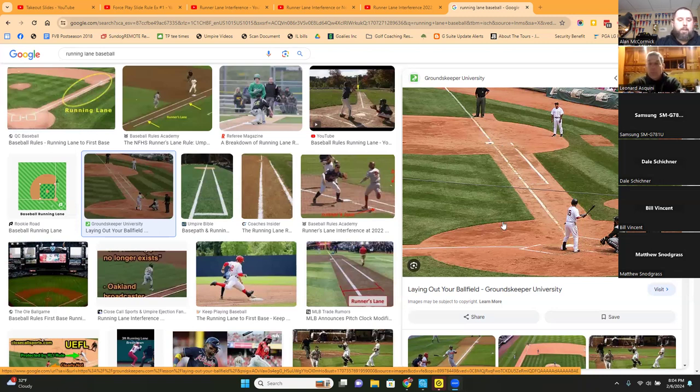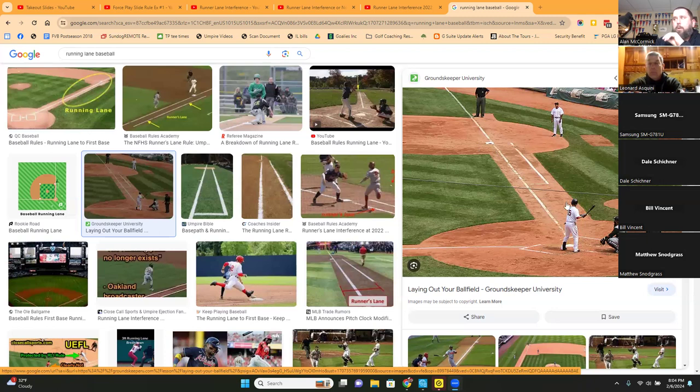Okay. One of the big problems with this rule, and it was actually adjusted by MLB this year, is that you see where first base is. First base is not in the running lane, right? So if he's required to run here, how is he supposed to touch first base? And that's going to be an argument you get from somebody who goes, he was just trying to touch first base, especially when that play happens right by the base.